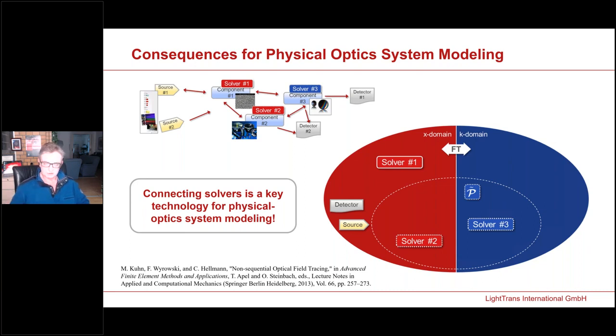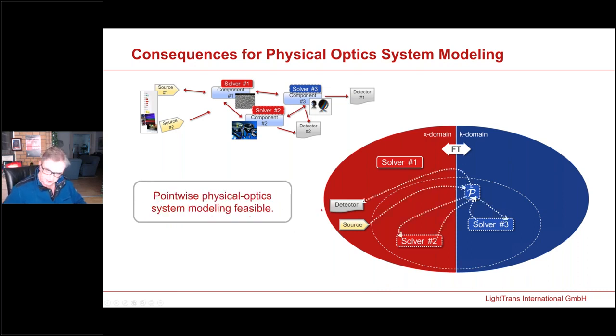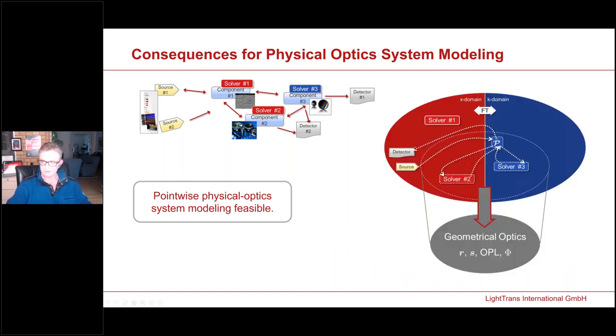But if you take a lot of different solvers, then we can hope, of course, that some solvers are pointwise in the K domain or in the X domain. And then if you connect them, then the whole modeling could become pointwise in some situations. And we will see quite a lot of situations. And then if you have this situation, and you will see we have them, then we can just go into the mode of operation of geometrical optics. Everything is fine.